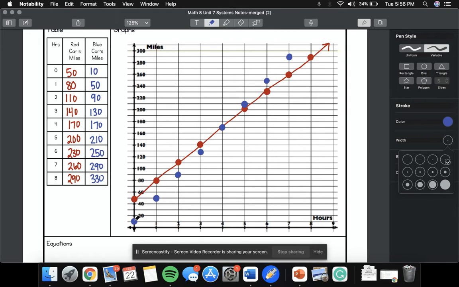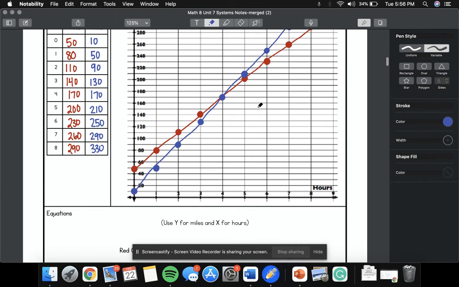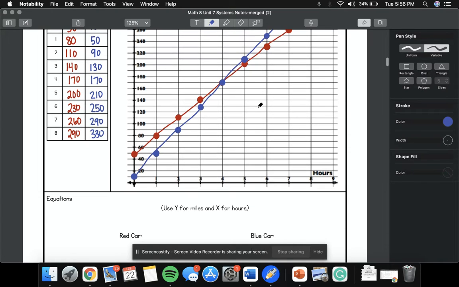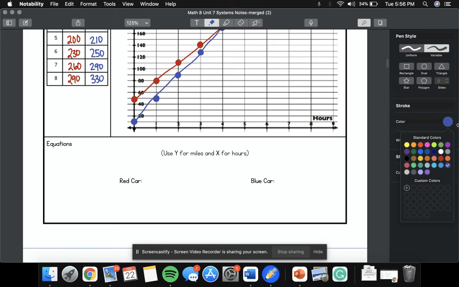Then I'm again just going to connect those dots with a straight line. All right, the last thing I'm going to do on this front page is write my equations. We've been doing this, so this hopefully shouldn't be too hard.